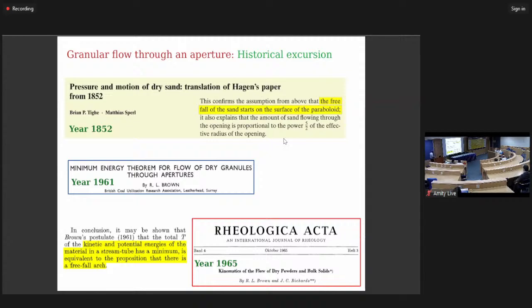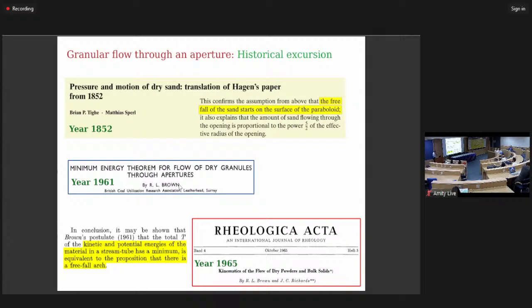So let us have a historical excursion. In 1852, Hagen, we all know Hagen in fluid mechanics, right? He conducted experiments on the flow of sand through apertures, and an excerpt from his paper is reproduced here. It says that the free fall of the sand starts on the surface of the paraboloid. The keyword is free fall of the sand, right? He said that there is a boundary right above the outlet at which the sand particles start falling freely.